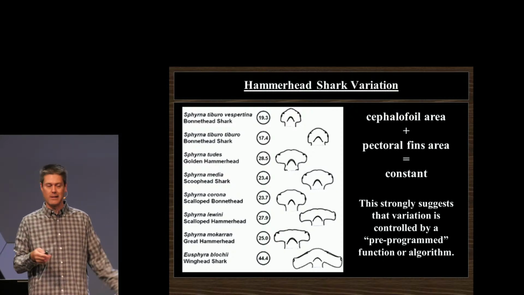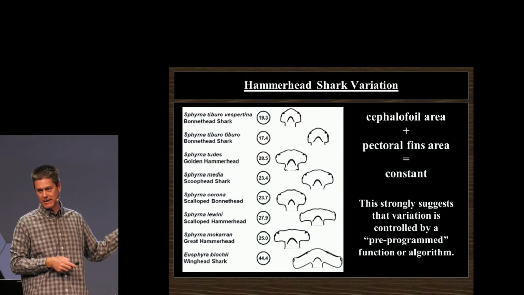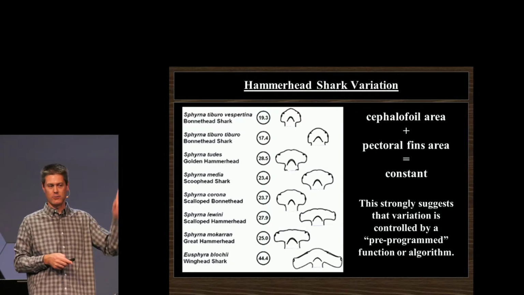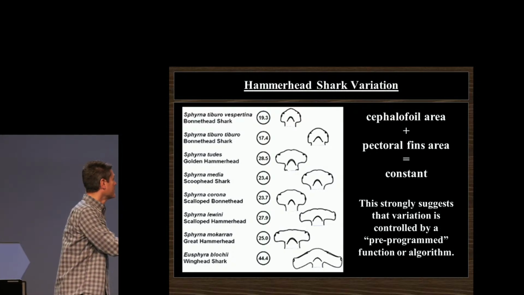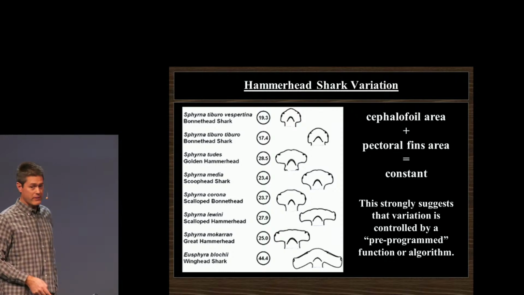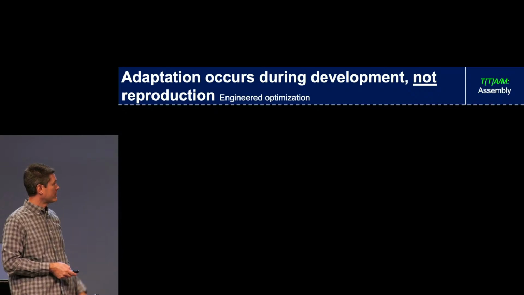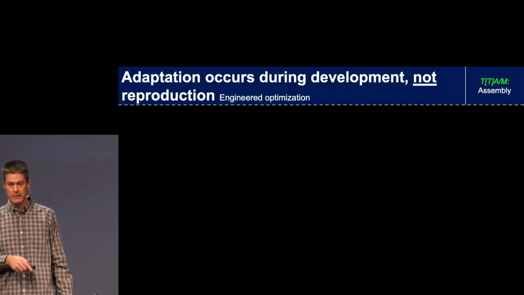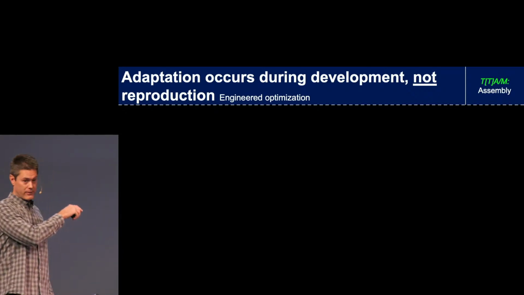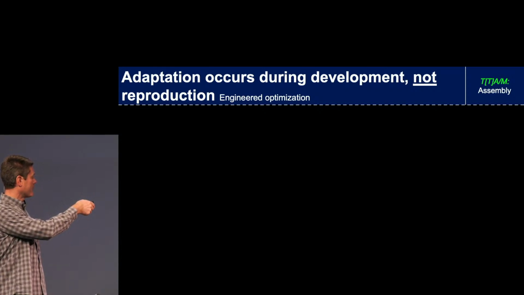So there are a lot more examples like that, but I want to actually get into what's causing this as opposed to continuing to describe it, right? So let's move on to the assembly part of the framework. And there I said that adaptation occurs during development, not reproduction. And that's significant because it's exactly opposite of what you've probably been taught.